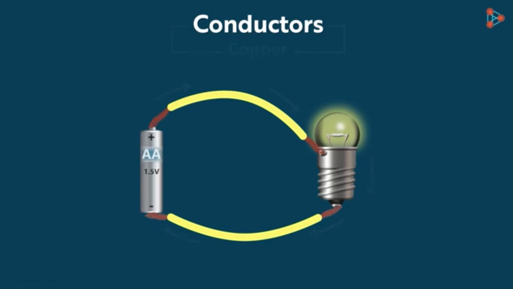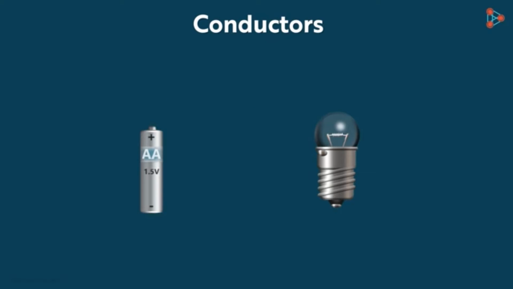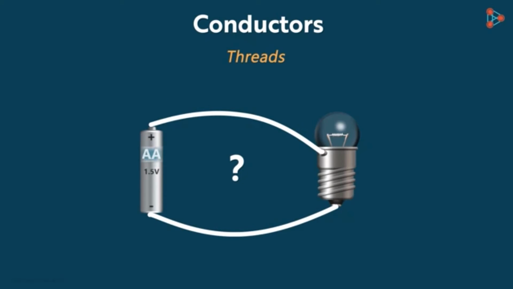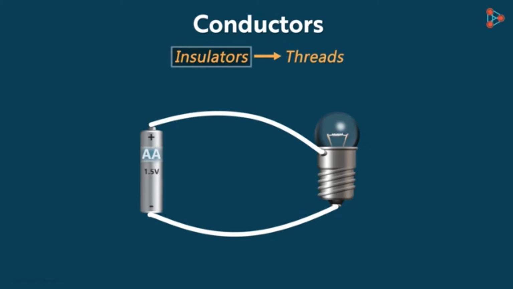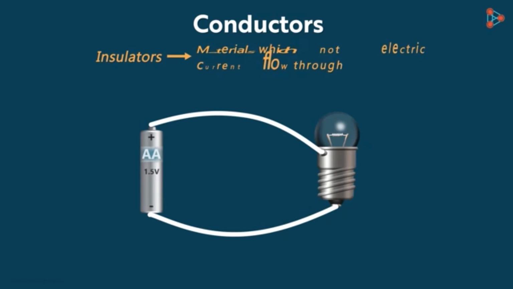Now, instead of copper wires, what if we use pieces of thread in the circuit? Will the bulb glow in that case? No, it won't. Why? Because the electric current cannot flow through a piece of thread. Such materials are called insulators. So how do we define this term? Give it a try. These are the materials which do not allow the electric current to flow through them.